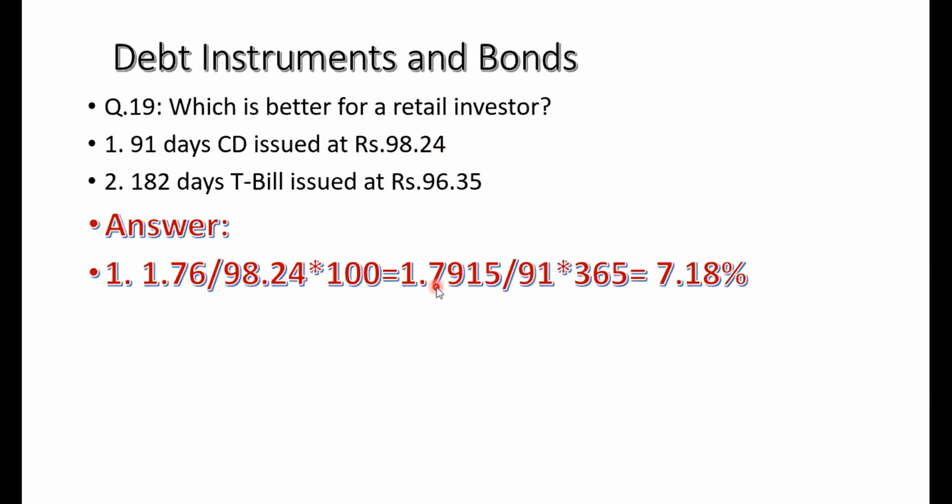You will get 1.7915. But that is not the answer. This 1.7915 is the return for 91 days. So divide by 91. Multiply by 365. This is the annual return. One line, that's all.